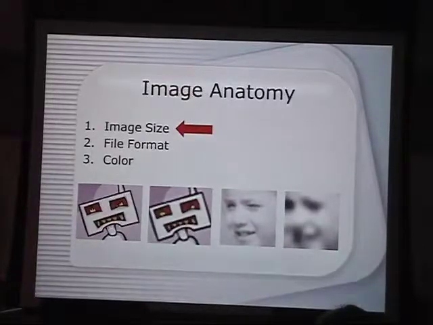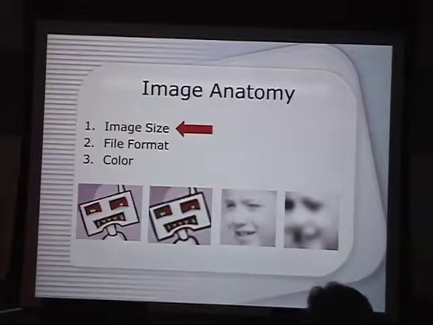A little bit about image anatomy. What is an image made of? It's made of three things: the size, the file format, and color. Even if it's black and white, that's color, you know. It's color. It's just black.